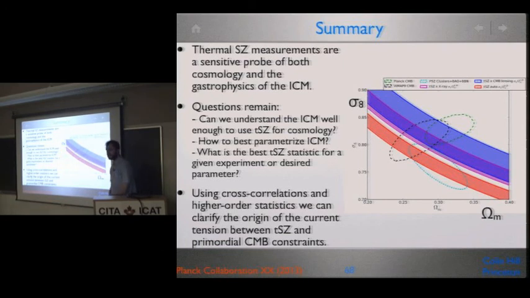Let me sort of rephrase the question I was trying to get at earlier. What if you fix the cosmology based on other measurements? How much do you think you can get out in trying to determine what the gastrophysics might tell you in terms of pressure profile, shape?